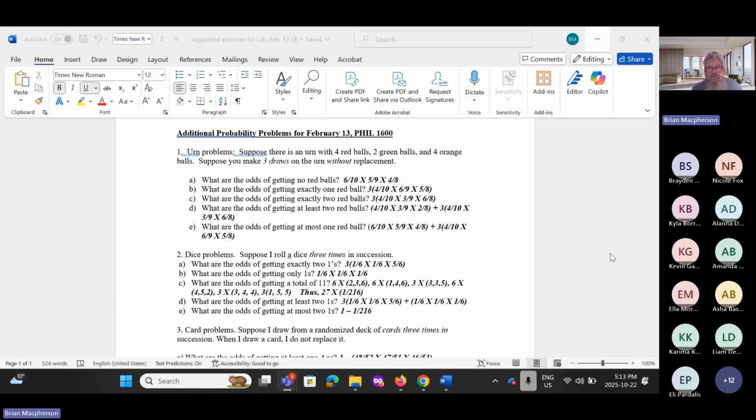Well, that means if I get at most 2 ones, I'm going to get no ones, or I'll get 1 one, or I'll get 2 ones. But I can't get all of them ones, right? Because it's at most 2. So there's only one way to get all ones, and so it's 1 out of 216. So then it will be 1 minus 1 out of 216.